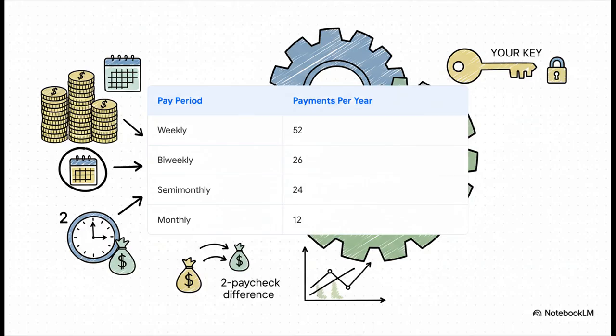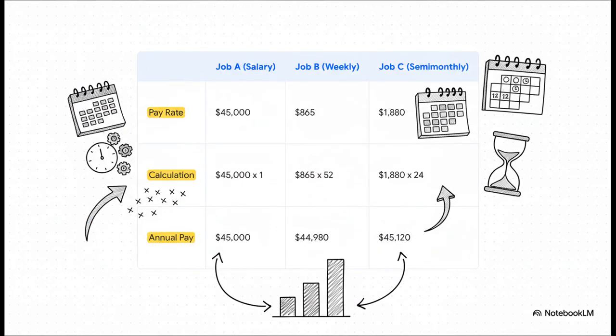It's a classic trick question, and that tiny difference can totally change which job is better. Let's put it to the test. Job A is already a yearly salary, so that's easy. For job B, we take the weekly pay and multiply by 52. For job C, we take the semi-monthly pay and multiply by 24.